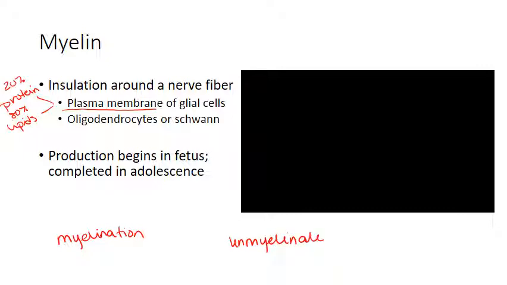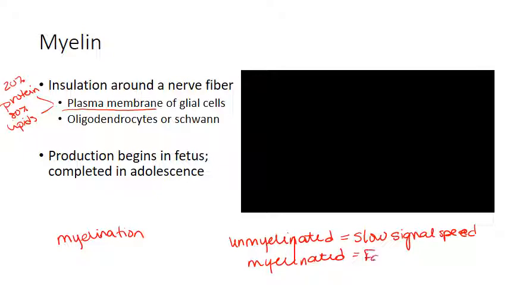our conduction speed is slow. If we have myelinated neurons, we have fast signal speed.